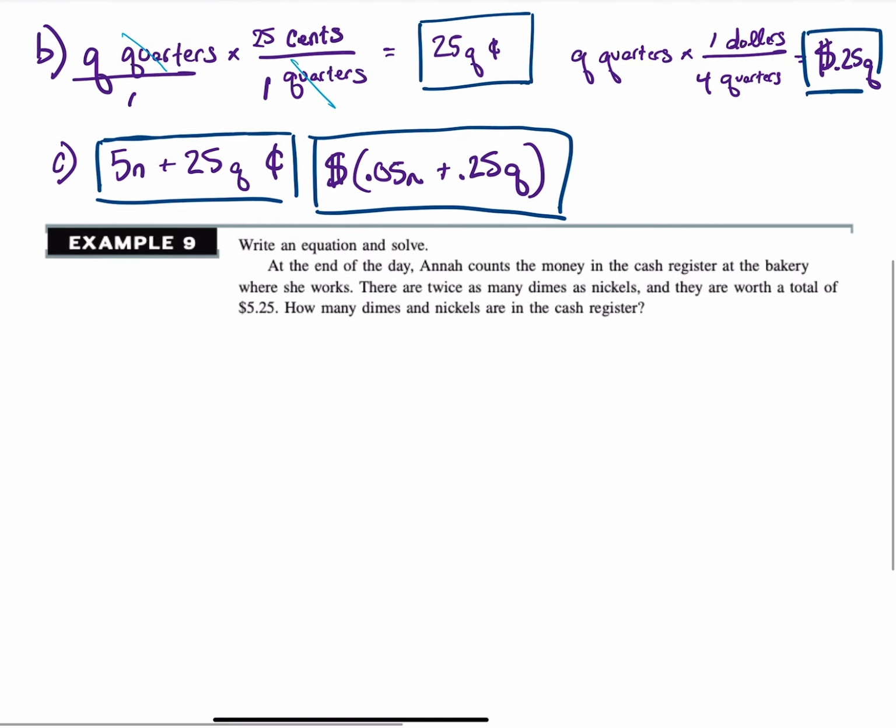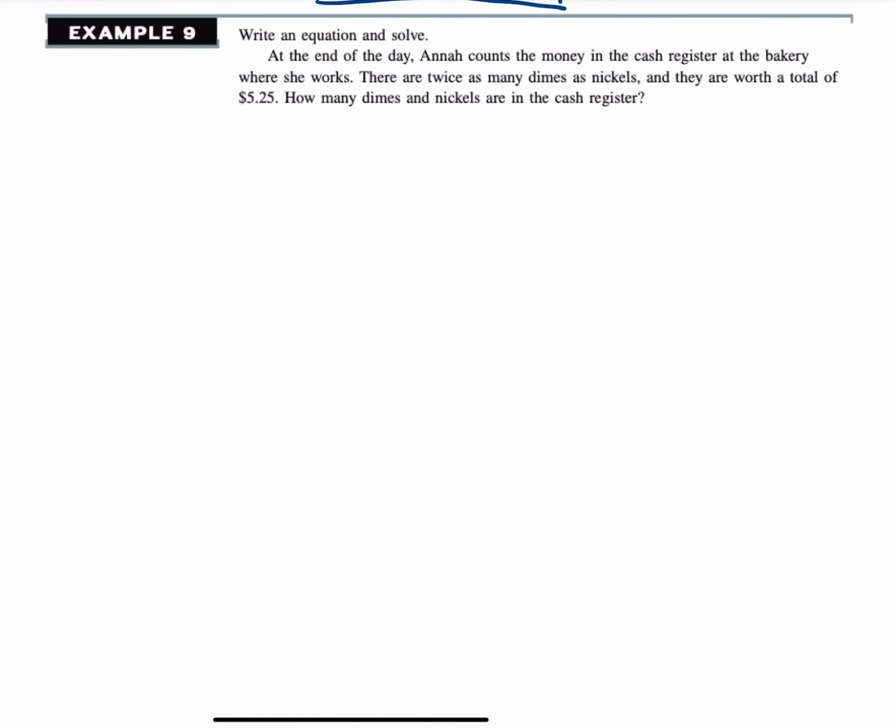Let's look at example 9. So it asks us to write an equation and solve. So it says at the end of the day, Anna counts the money in the cash register of the bakery where she works. There are twice as many dimes as there are nickels, so that seems important. And they are worth a total of $5.25. So some total amount. Something must add up to $5.25. So it's asking us how many dimes and nickels are in the cash register.